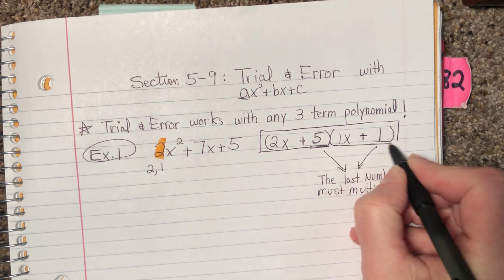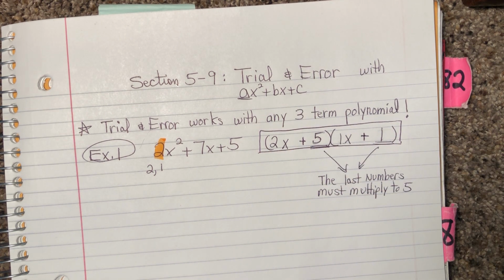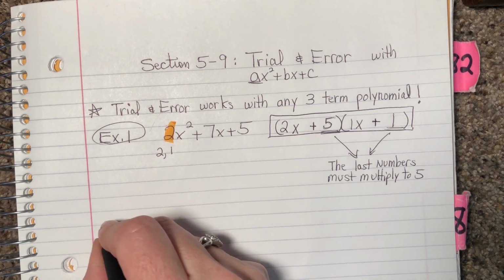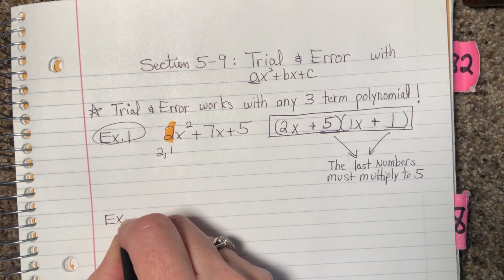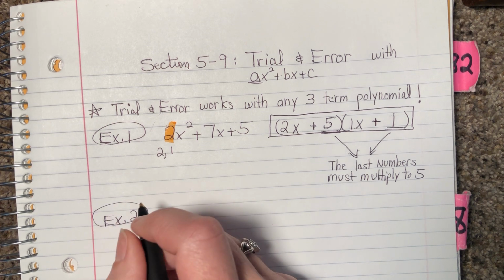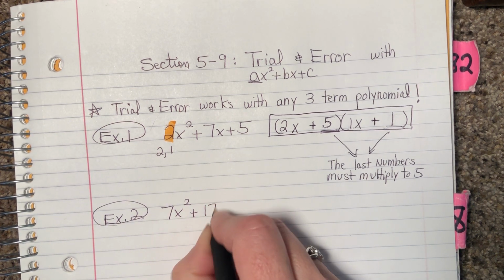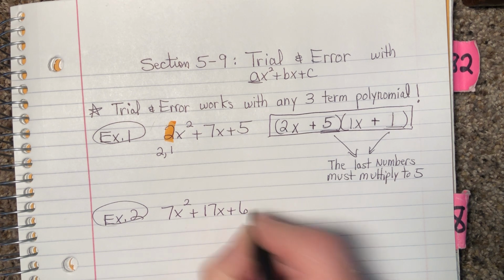That's my answer. All trial and error is thinking of FOIL in reverse. That's all. So if you understand FOIL, this method, you should be able to make sense of it. Example 2, let's go with 7x squared plus 17x plus 6.